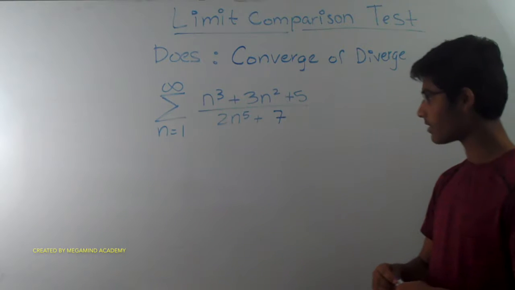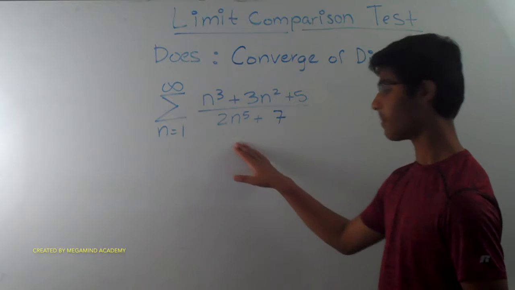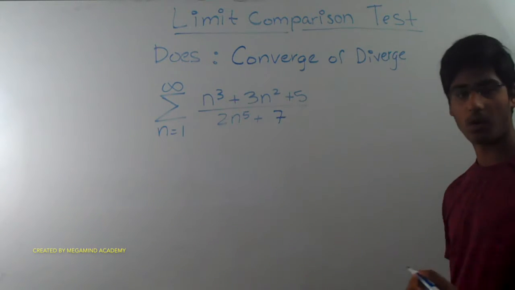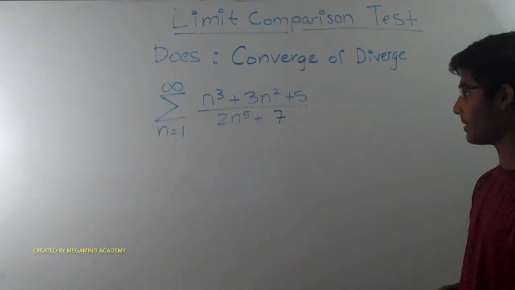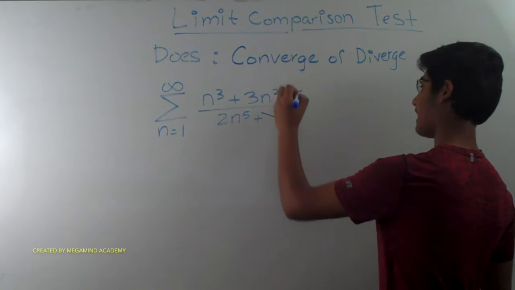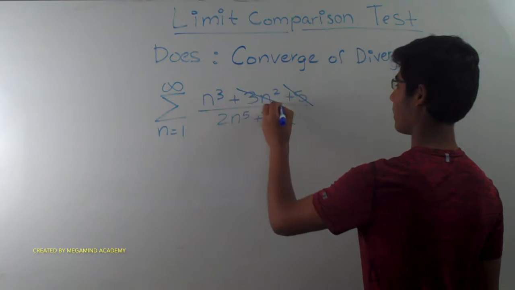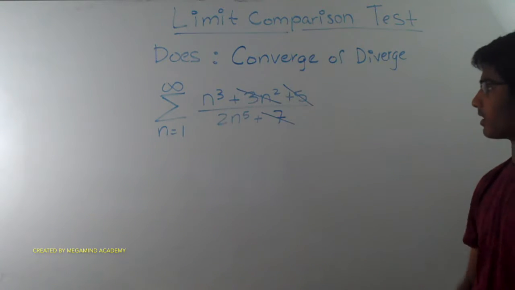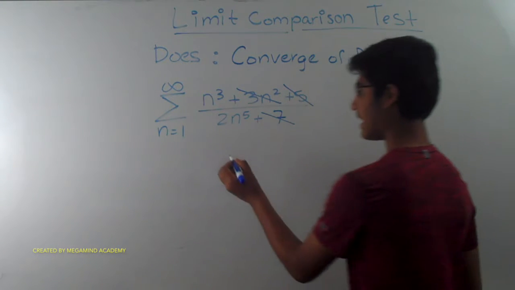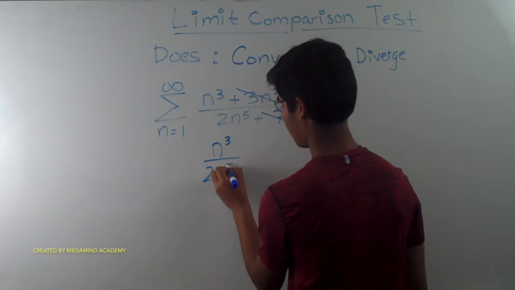So here you can see that we have sort of like a rational function. As n goes to infinity, only the leading terms in the numerator and the denominator matter. So we can cancel out this 7 here, and we can cancel out this 5 here, and this 3n squared, because those terms are not the leading terms in the numerator, and that term is not the leading term in the denominator. So we get n cubed over 2n to the 5th power.